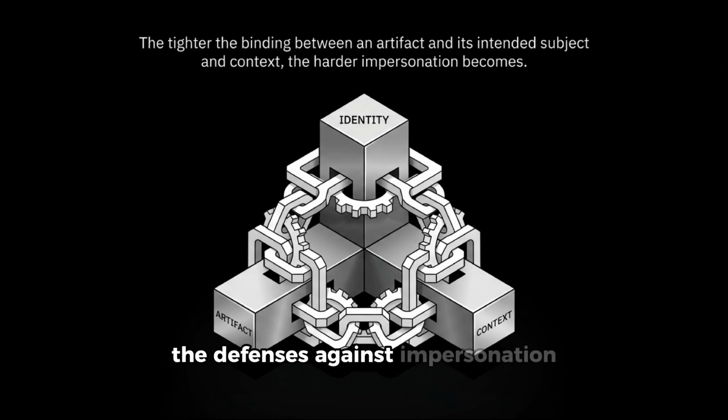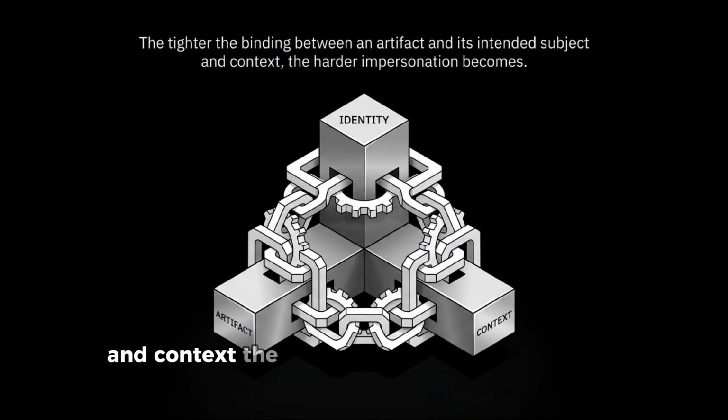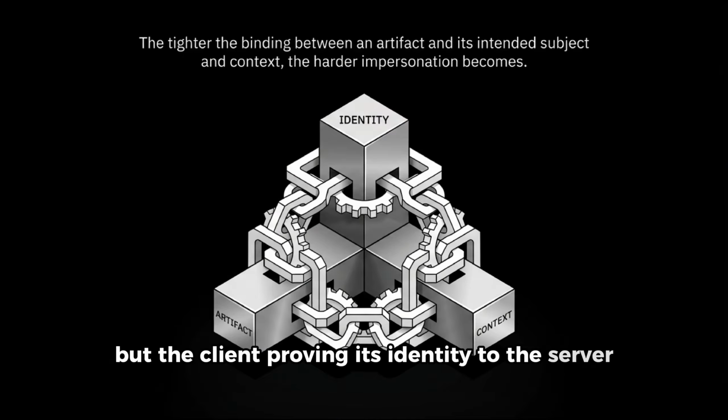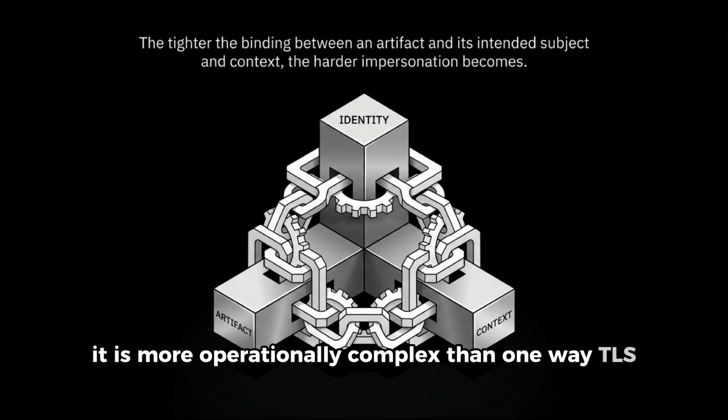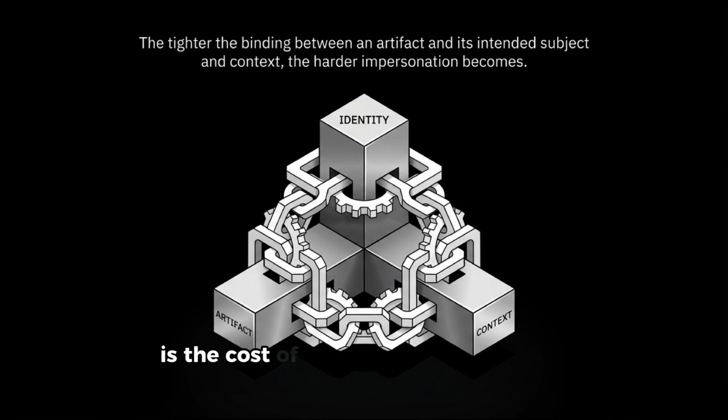The defenses against impersonation converge on a single principle. The tighter the binding between an artifact and its intended subject and context, the harder impersonation becomes. Mutual TLS requires both ends of a connection to present certificates, not just the server proving its identity to the client, but the client proving its identity to the server. The connection cannot proceed unless both parties are who they claim to be, and both claims are cryptographically verified. It is more operationally complex than one-way TLS. That complexity is the cost of closing the spoofing gap for service-to-service communication.